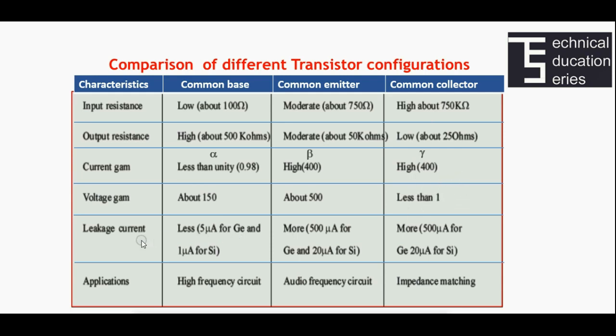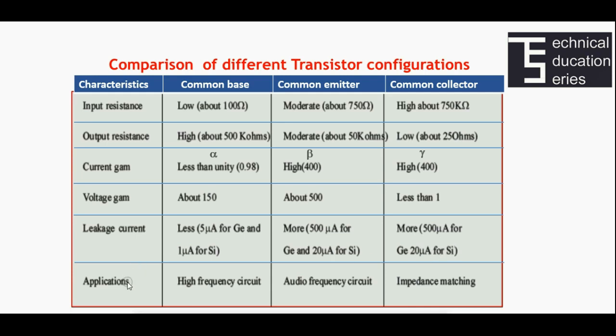In the case of leakage current, common base is having less leakage current, at a rate of 5 microampere for the germanium and 1 microampere for the silicon. Common emitter is having more leakage current, 500 microampere for germanium and 20 microampere for silicon. Common collector leakage current is again 500 microampere for germanium and 20 microampere for silicon.